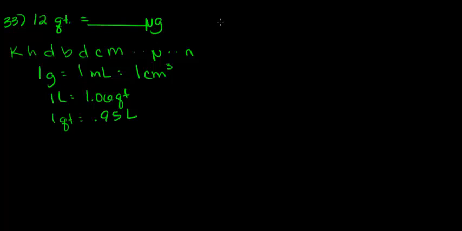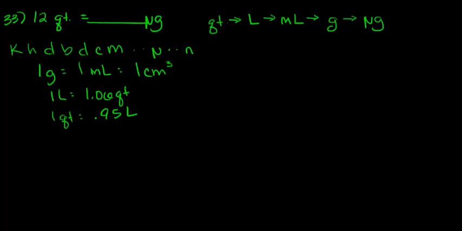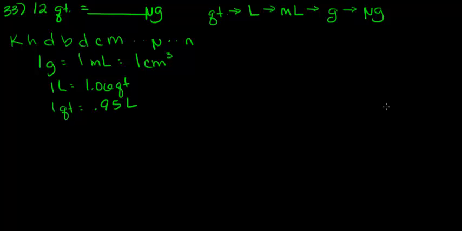Now, if we take a look at what path we're going to take, we can do quarts. This is what we're starting with. We're going to go from quarts to liters, to milliliters, to grams, right? Using this one right here. And then from grams to micrograms. And yes, it can be done 2 different ways. So we'll do it twice. I hope I don't run out of room.